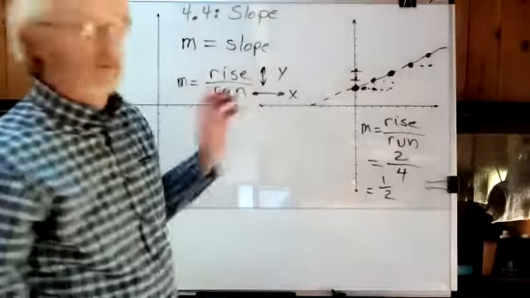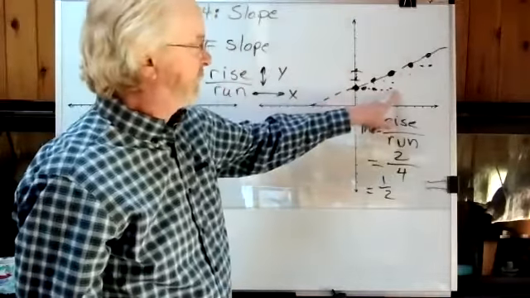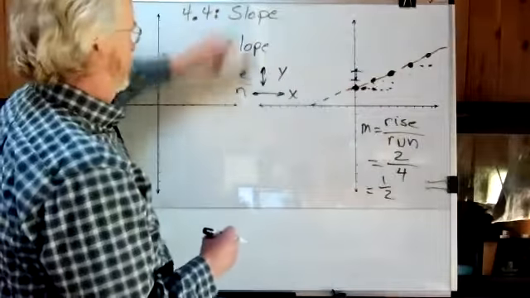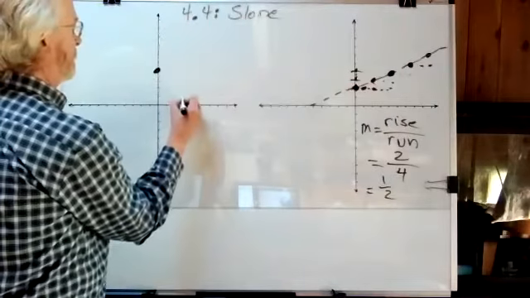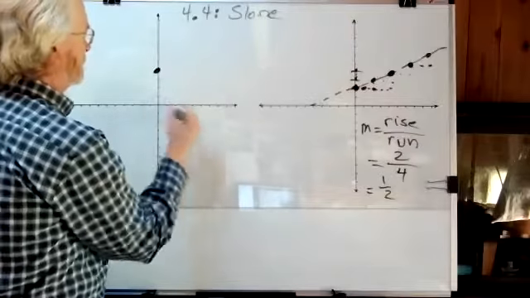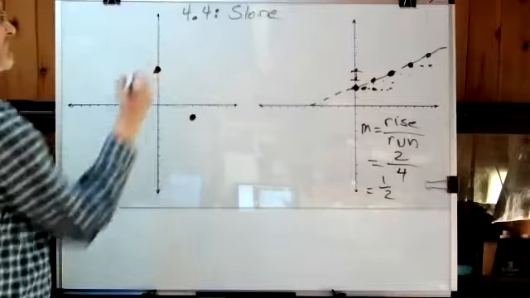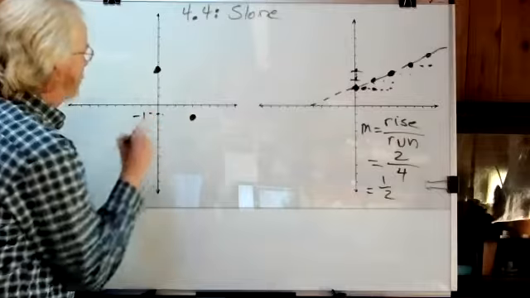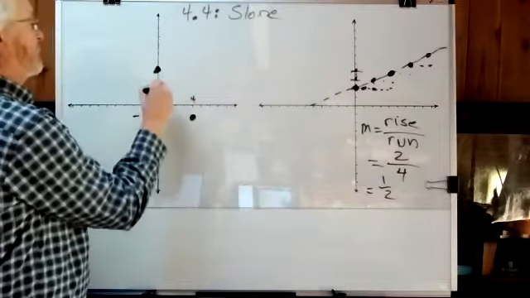Notice both of those were positive numbers. From this point, I went +4 and +2. Let me be a little more interesting here. I'm even going to go way down here. That's supposed to look like it's at the -1, and this is up here at 1, 2, 3, 4, and over 1, 2, 3, 4.